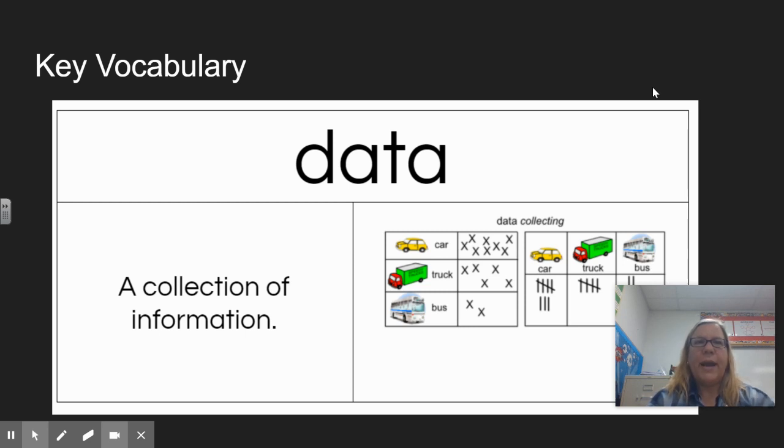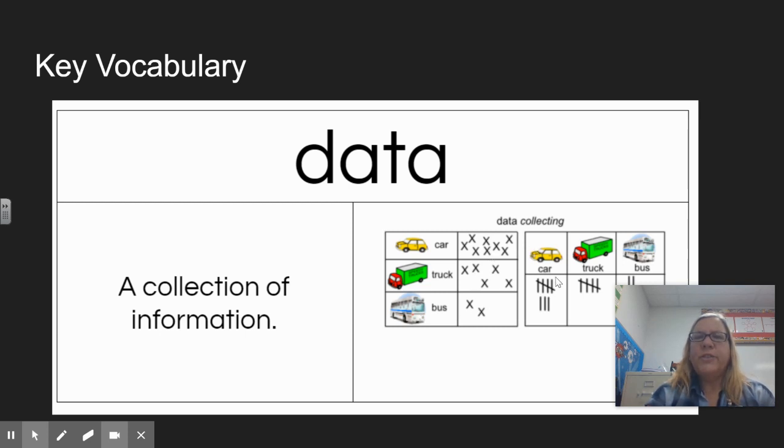So here's some of our key vocabulary words. Our first word is data. Data is just a collection of information. So on the side here, you see a picture of cars, trucks, or bus. The question may have been, how do you get to work? And there's tally marks for how many people got to work by car, how many people take a truck, and how many people take a bus.